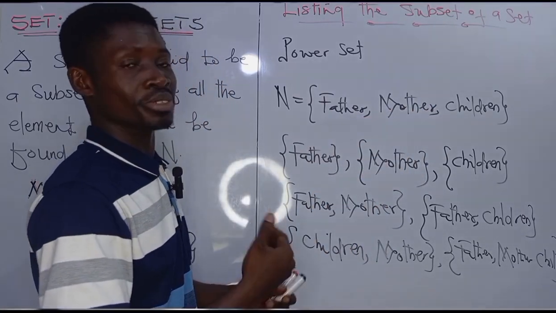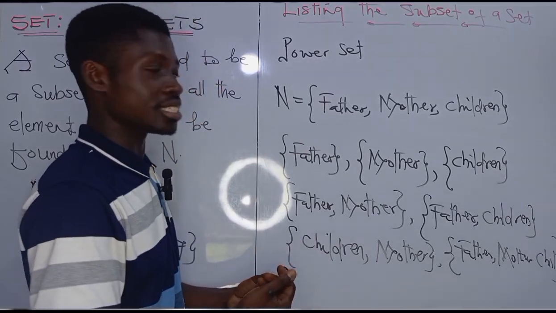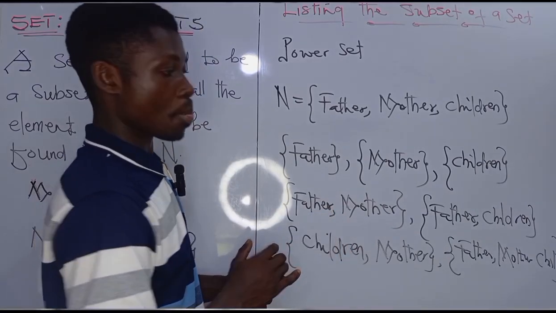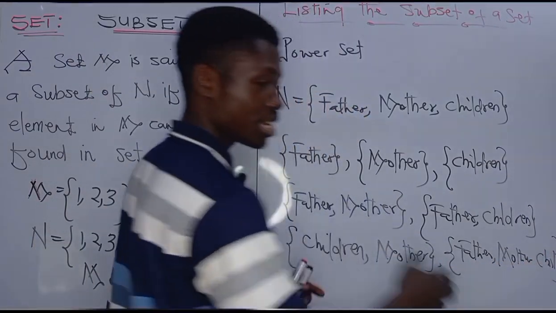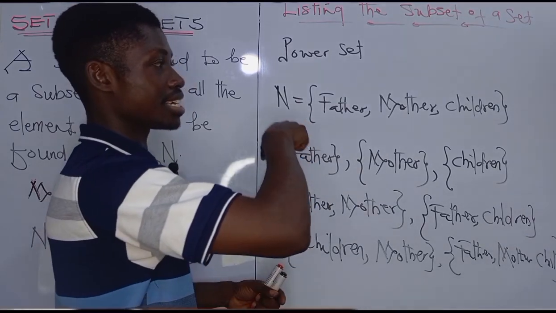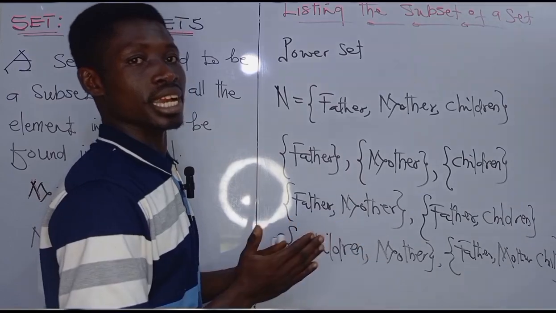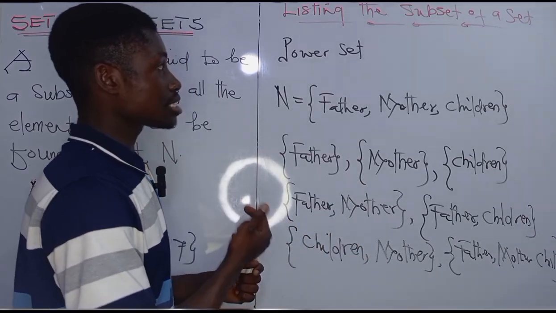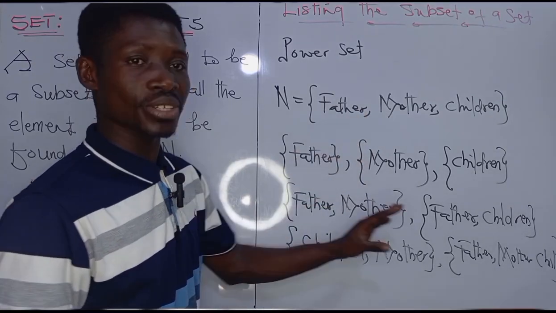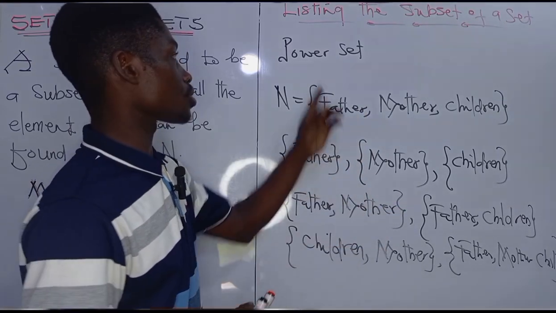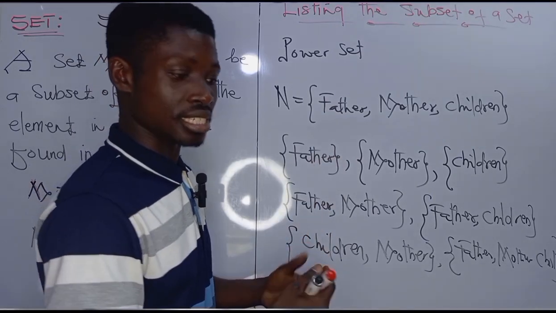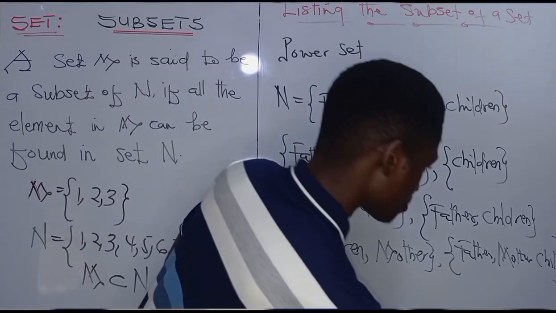So in listing the subsets of the nuclear family, what we are going to do is that we first list the set itself, which is the father, the mother, the children. We list the set itself. Then after that, we take each of the elements within the set and then we put them in curly brackets. So that is how we find the subsets of a given set. That is how we list all the subsets of a given set, which is called what? The power set. So let's take more examples and then see how it goes.